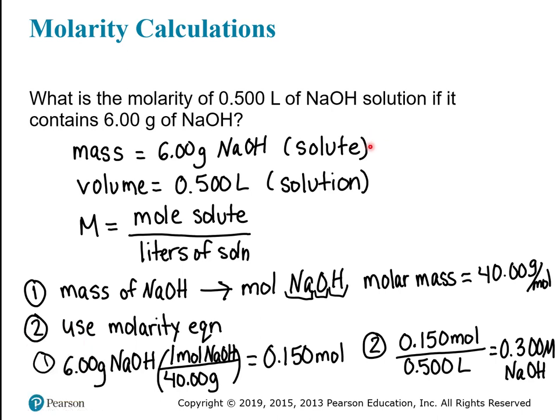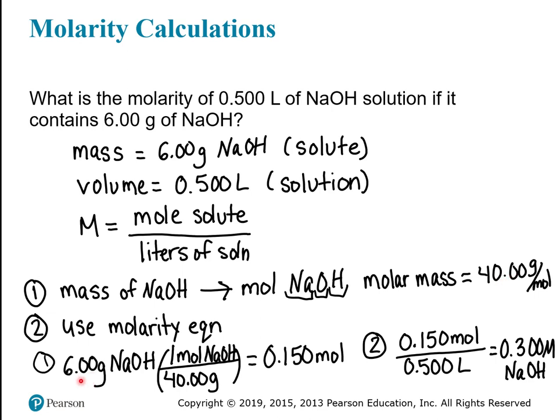Our given information, we got a mass of our solute, which was 6 grams. We were also told that the total volume of the solution is 0.5 liters. We can't jump to molarity, which is what the question is asking, because we don't have anything about mole. And molarity is moles of solute over the liters of solution. So we have to first convert our mass of solute to moles. To do that, you need a molar mass. So I took the sum of what a sodium atom is, an oxygen atom, and a hydrogen atom. Add all those 3 together, and you get 40. You need your periodic table for that.